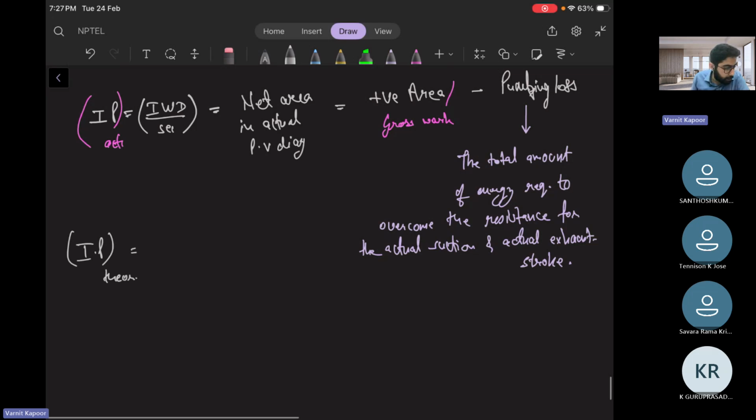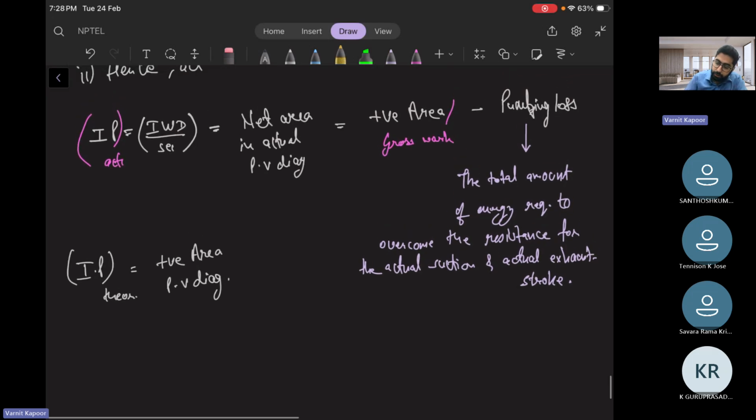Theoretical was nothing but only the positive area of the PV diagram. Why does an actual scenario come? Because there are water jackets which provide heat interactions, and if the water is taking some heat, the heat has to be taken out of the water itself.